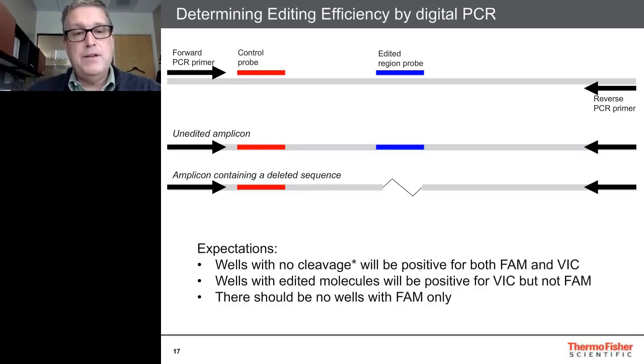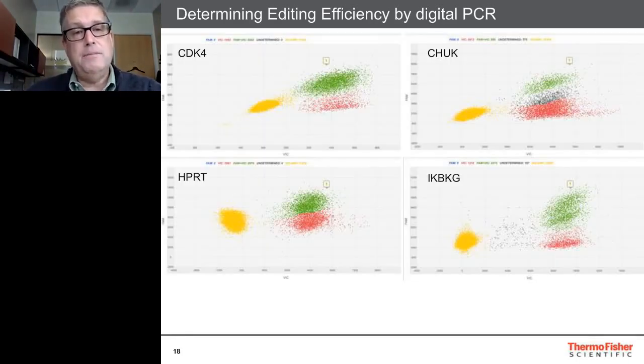So we expect that any of the PCR wells that have no cleavage will be positive for both FAM and VIC. Where there has been an edit, it will be positive for VIC but not FAM, and there should be no wells that have FAM only because that would mean that the control probe was lost.